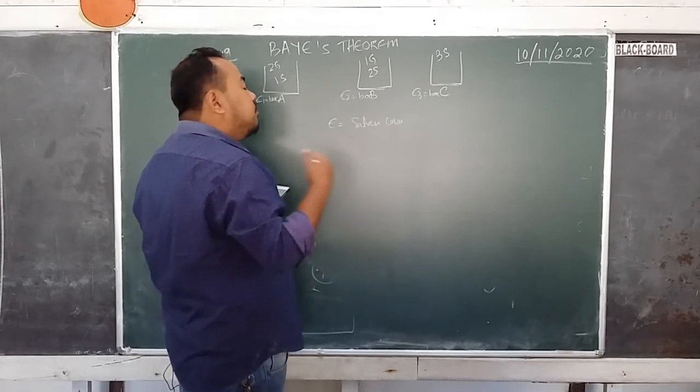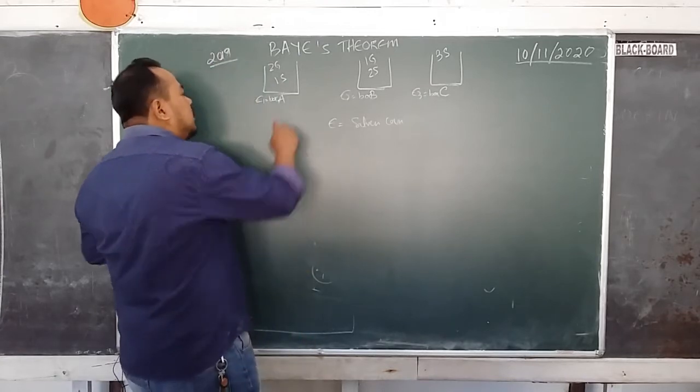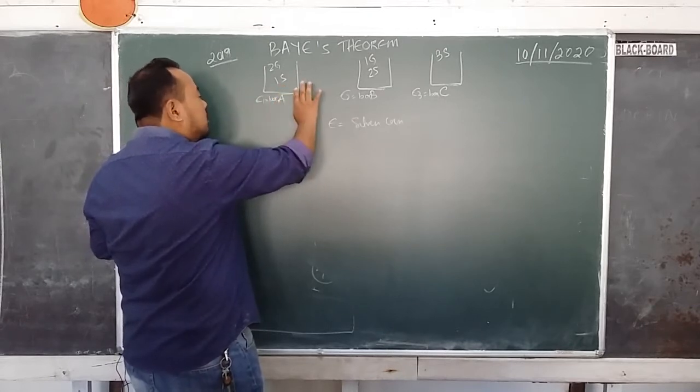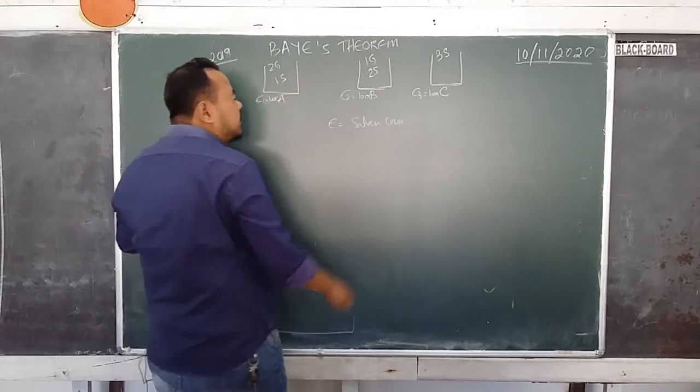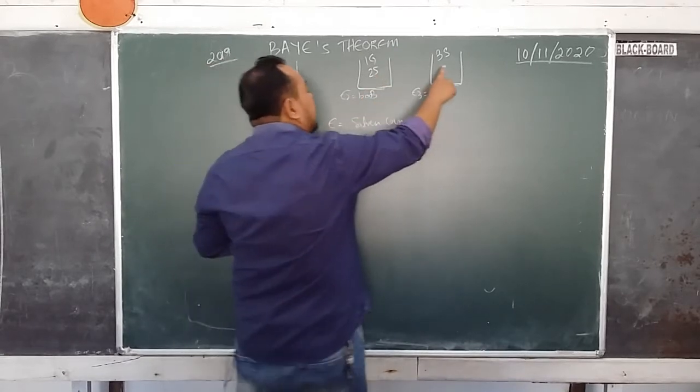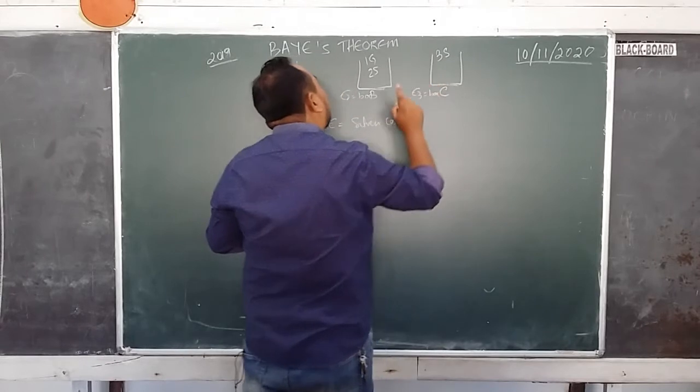That means which box are they talking about? If I draw one silver, how many silvers are left? 0. So not this box, because two silver coins must be left. If I draw one silver, so one silver is left, not this box. And if I draw one silver, then two silver coins will be left.